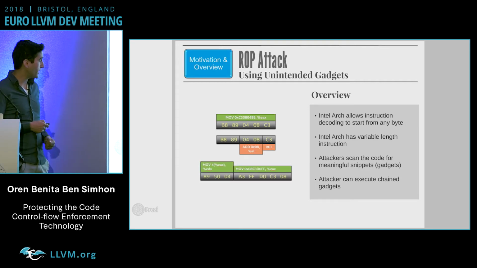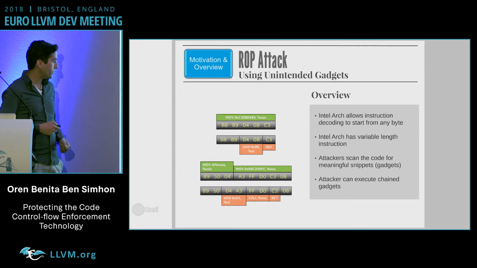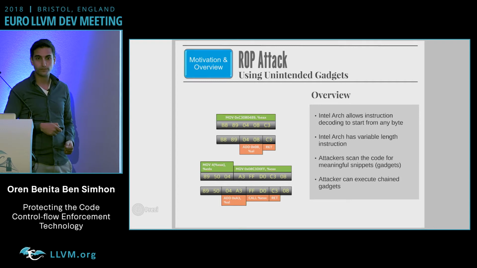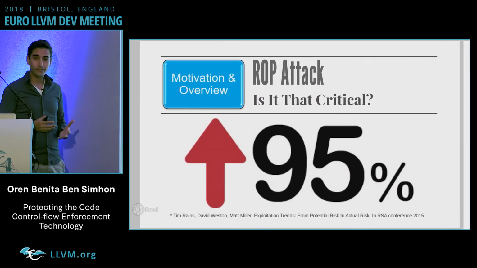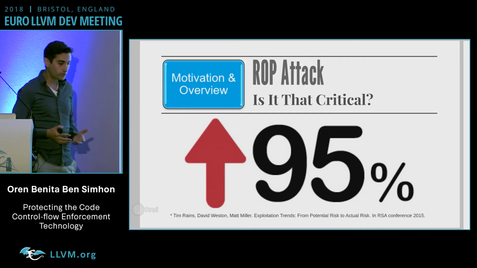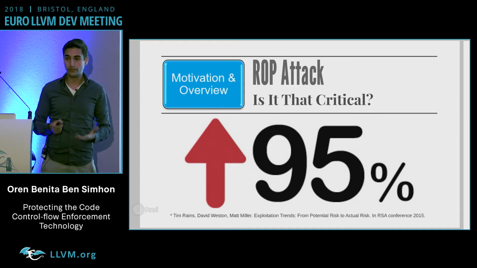Another example: we have here an encoding that is decoded to two move instructions. However, if you decode it from the third byte, you get an add instruction and an indirect call to a register. Okay. So is it that critical? Microsoft presented at the RSA conference that over 95% of the attacks include ROP attacks. So yes, it is an issue, and we need to find a way to protect against it.